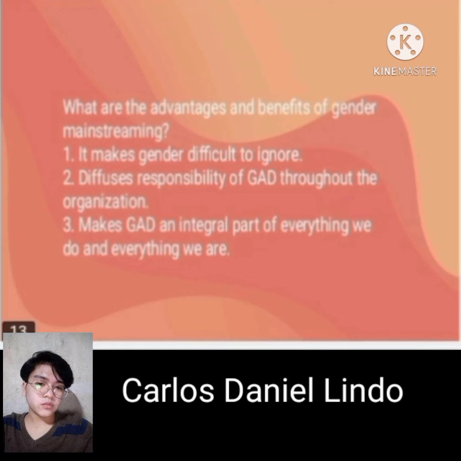Next is, diffuses responsibility of GAD throughout the organization. Isa sa mga benefits nitong gender mainstreaming is na i-spread niya yung responsibility ng GAD sa isang organization, isang society. Ilan sa mga responsibility ng GAD or Gender in Development is yung women empowerment, equality in gender, sustainable and free from violent society, tsaka yung mga respectful of human rights.